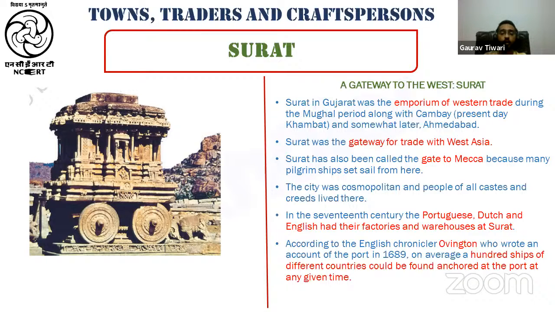Now, one chronicler, that is Ovington, who was English chronicler, wrote an important account about the port of Surat. He said that in 1689, on an average, hundreds of ships from different countries could be found anchored at the port of Surat at any given point of time. किसी भी टाइम पे यहाँ पे 100 से ज्यादा शिप दूसरी दूसरी कंट्री से एंकर्ड रहते थे, मतलब खड़े रहते थे, बांध के रखा जाता था शिप्स को कि बहन आ जाए वापस, इसलिए एंकर्ड या बांध के रखते थे.